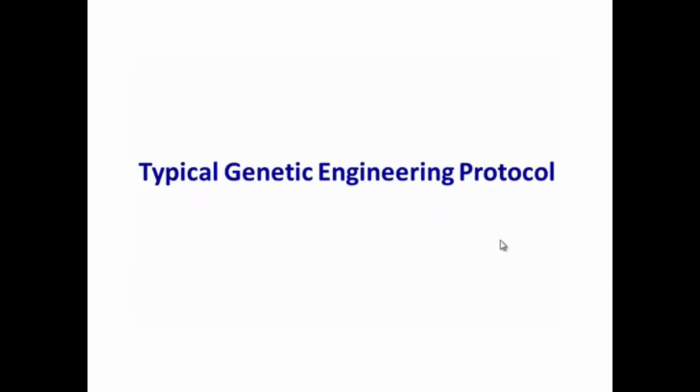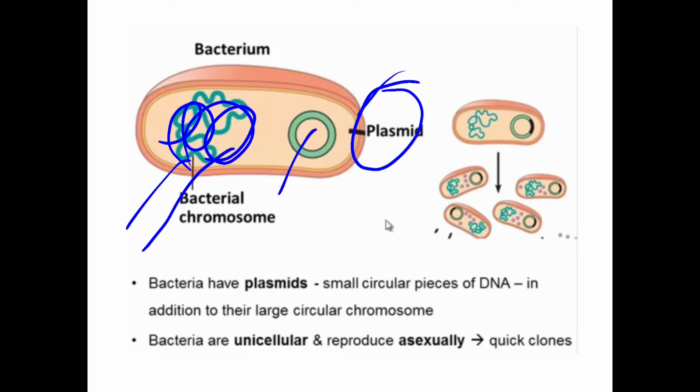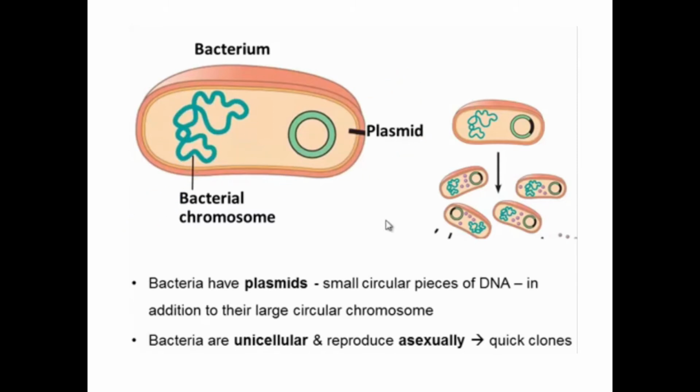Now we will study the basic steps or principles of genetic engineering. Here you can see the bacteria. As all of you know, the bacteria has a bacterial chromosome, which is a large circular chromosome. Apart from that main chromosome, there is also a small circular piece of DNA, which is known as a plasmid. And this plasmid acts as a vector.